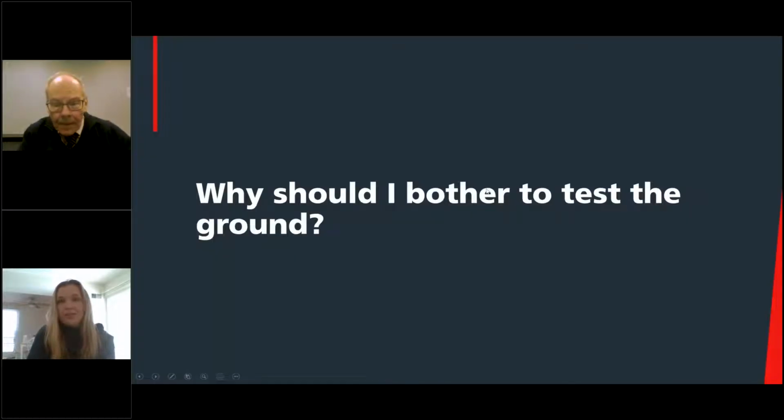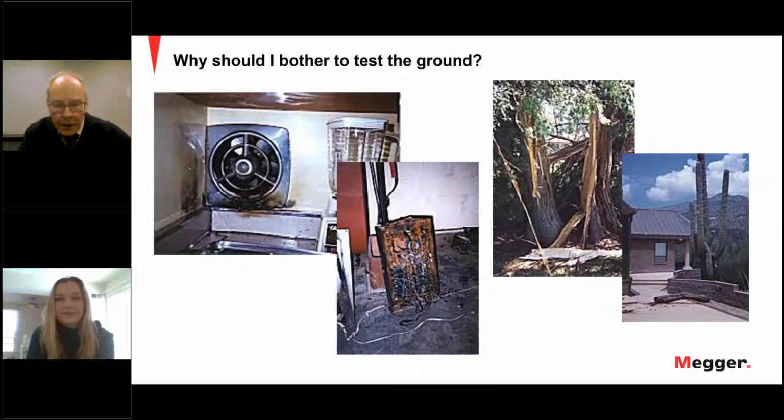All right, Jeff, why should I bother to test the ground? And I think we have a telltale, yes, we do. And this is pretty much the reason. We see some consequences of ground faults here, possibly utility ground faults, and certainly in the case of the cactus over there, that would be lightning, and the tree as well. These are catastrophic problems that occur on your electrical system, and you want to get them out of your electrical system before they damage equipment or injure a person.